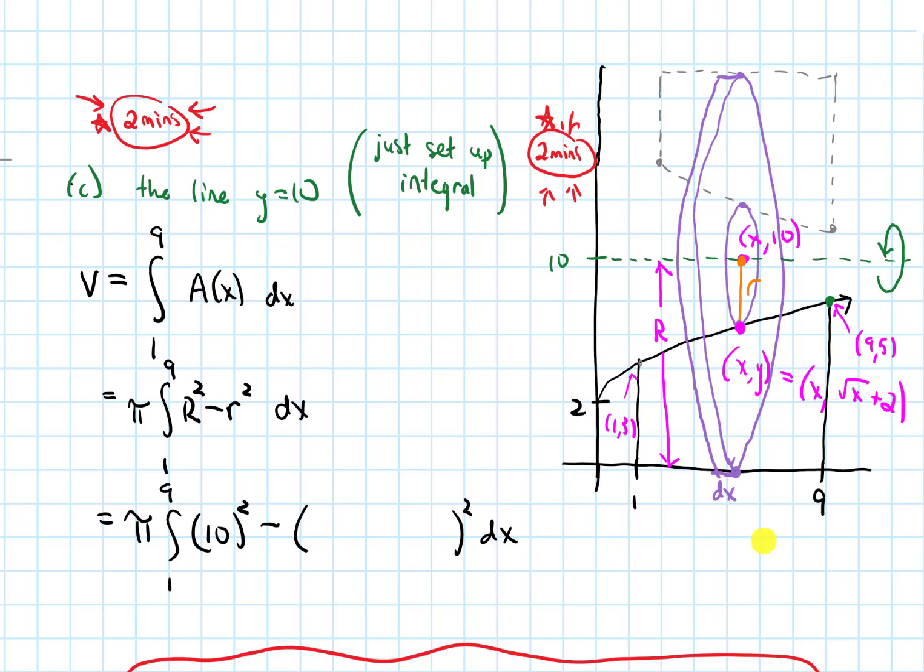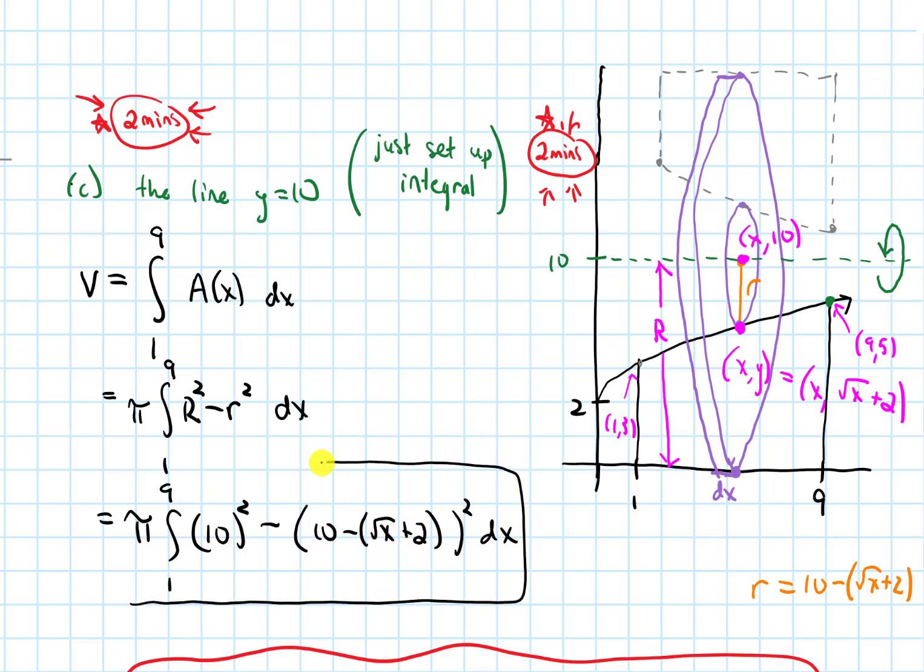Using that, my r value is going to be the difference in these y values. It's going to be 10 minus, and the smaller y value was root x plus 2. So that is what I'm going to plug into this parentheses: 10 minus parentheses root x plus 2, close that parentheses, that whole thing being squared. The problem just said set up the integral, and now we've done that. If we needed to evaluate what this was, I'll put a dot, dot, dot. It turns out it is 1576 pi over 3.